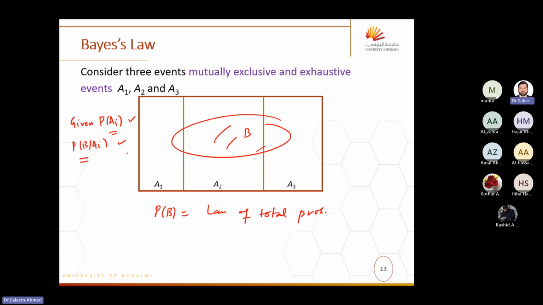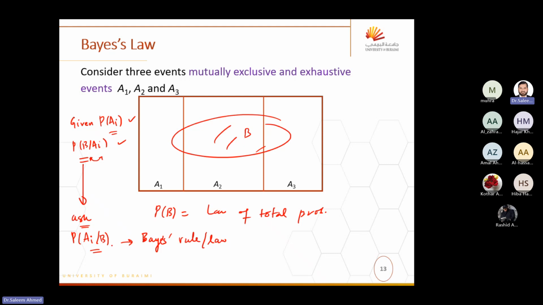If they ask, this is given, but if they ask the opposite, that what is the probability of Ai given B? If they swap them, right? You see, A1 goes there, B comes down. If they ask this question, then we use Bayes rule. It is the name of someone, so Bayes should be capital. Bayes rule, or Bayes law, Bayes rule, same thing. So this is the Bayes rule basically when they ask you the opposite thing.